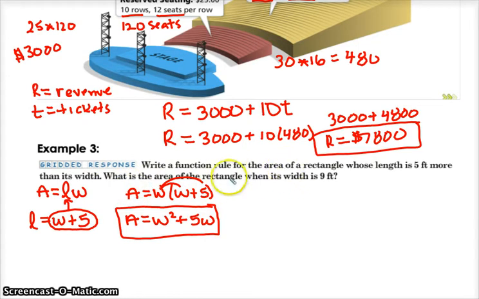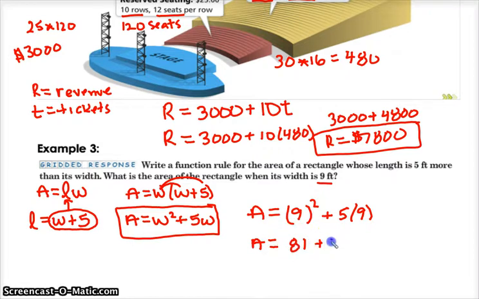Now, what's going to be the area of that rectangle if the width is 9 feet? I'll go ahead and plug it in. The area equals 9 squared plus 5 times 9. The area equals 81 plus 45. So the total area is going to be 126 feet squared.